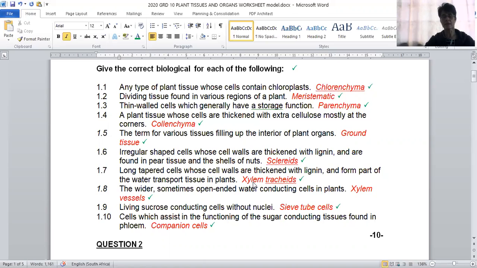Sclerenchyma fibers would have the same shape. I haven't asked that here though. But they have the same shape, but they are for strengthening.